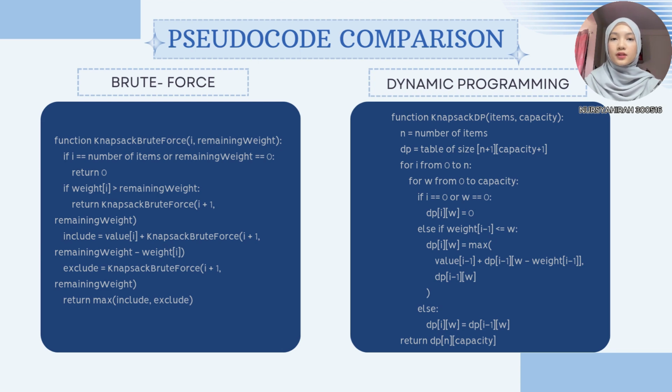This approach builds a table, dp[i][w], to store the maximum value for each subproblem, that is, the best value for the first i items with capacity W. This method avoids redundant calculations by reusing previous results, making it significantly faster for larger input sizes.